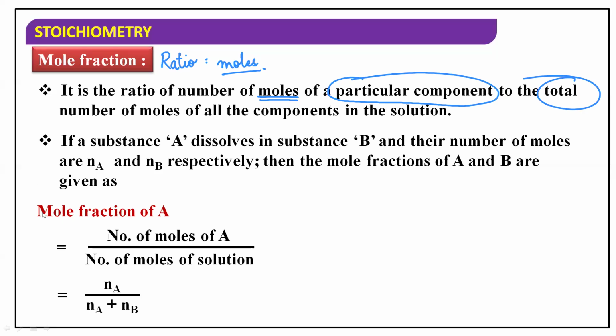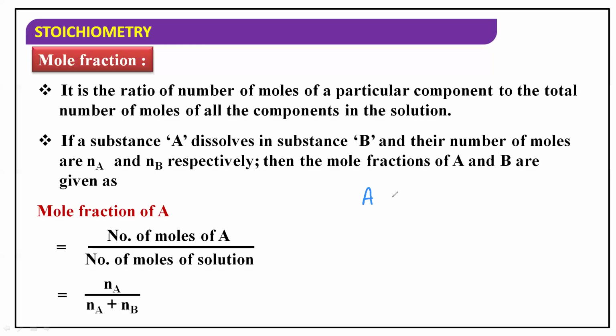So if you have substance A and you are mixing it in substance B, then you have the number of moles of A and the number of moles of B. What is the formula for moles? That is given mass divided by molecular mass, right? So mole fraction of A is what? It is moles of A upon moles of solution. And what is the solution made up of? It is made up of component A and B.